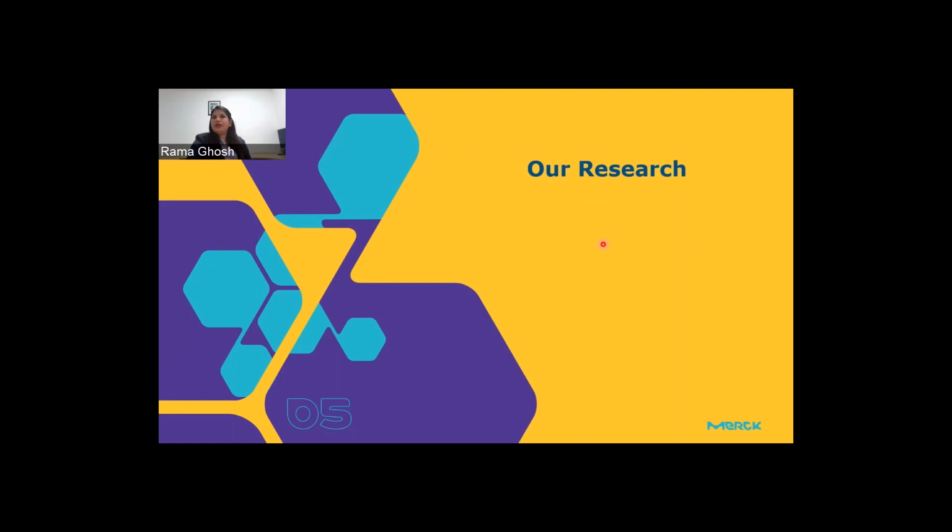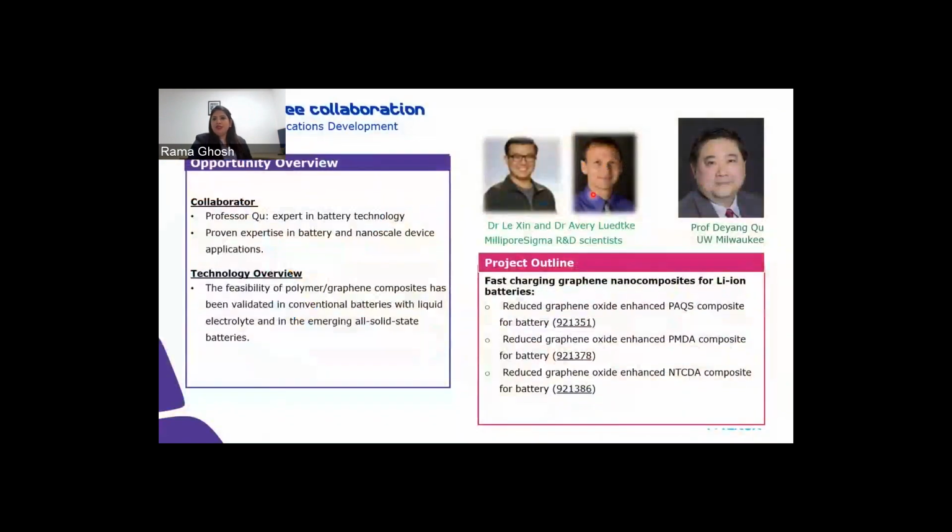Now I would also like to give you a little idea of what kind of research we are doing for battery technology other than these precursor materials. In collaboration with UW Milwaukee, with Professor Diwanku, we also introduced 3 different kinds of composites with graphene and polymer, which provide fast charging. These are reduced graphene oxide enhanced PQS composite, then this is PMDA composite, and this is NDCDA composite.